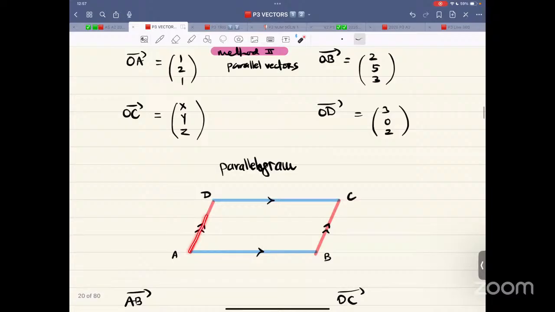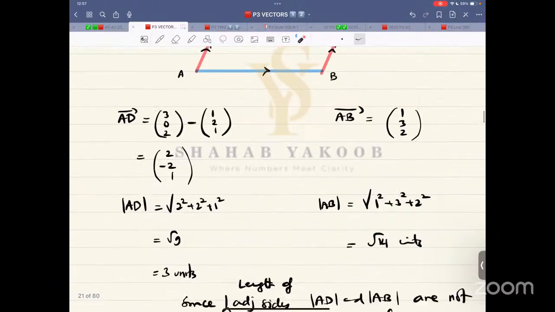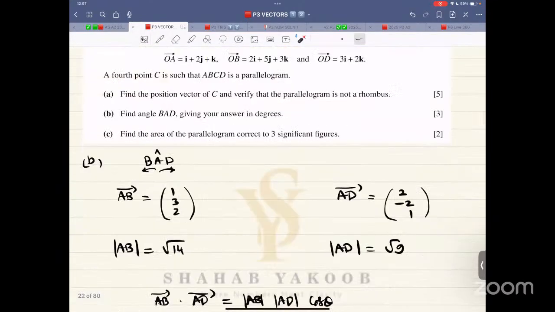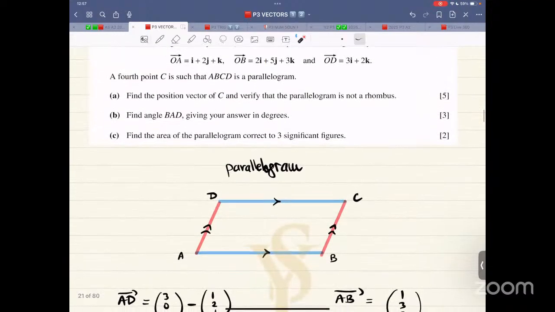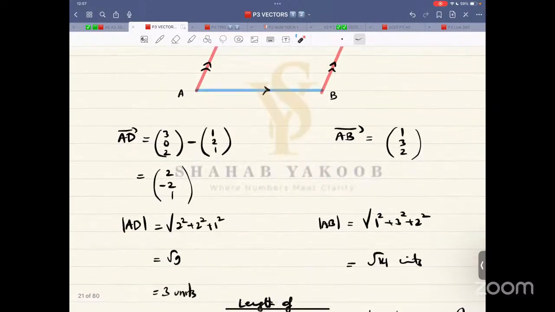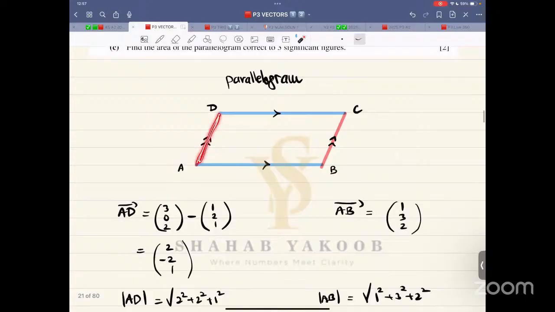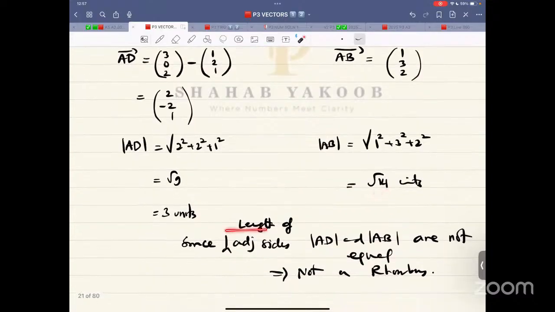Now, someone can say, can we use this thing, AD is the same thing as BC? Of course, yes. And now they are saying, find the area of the parallelogram. Verify this parallelogram is not a rhombus. So I have the AD length, I have AB. AD length is root 9, 3. AB length is root 14. The adjacent sides are not of the same length. Therefore, even though it's a parallelogram, it's not a rhombus.